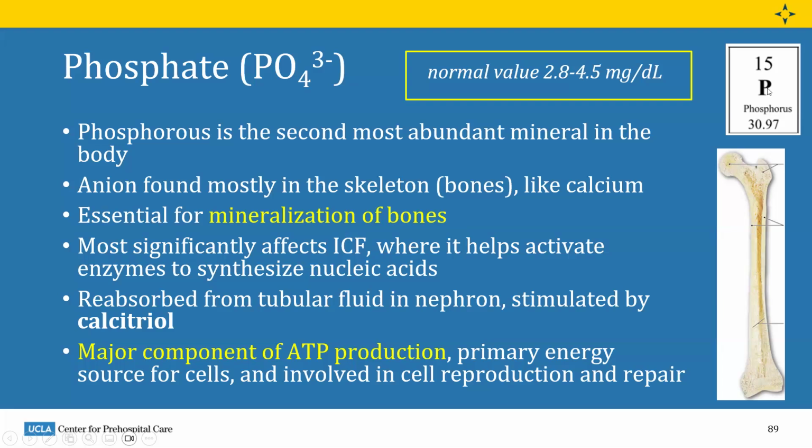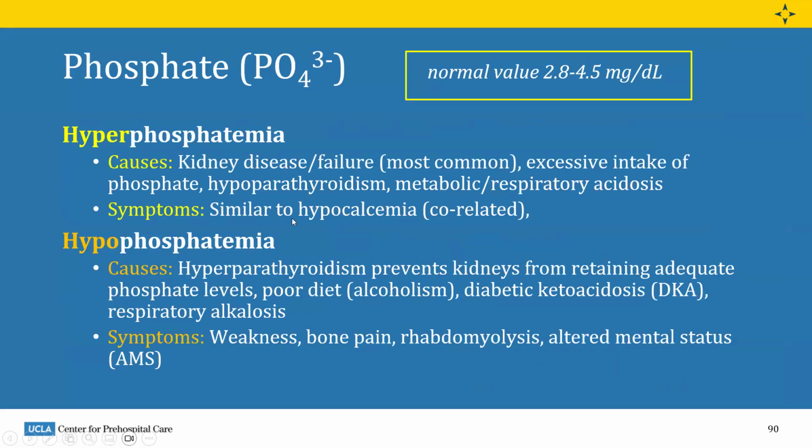So phosphorus is essentially the atom, and then as an ion, it's bound with the four oxygen atoms. So when we have high levels of phosphate, right? Hyperphosphatemia is caused by kidney disease or kidney failure, or if we intake too much phosphate, hypoparathyroidism, or metabolic or respiratory acidosis. It's going to be similar to our hypocalcemia.